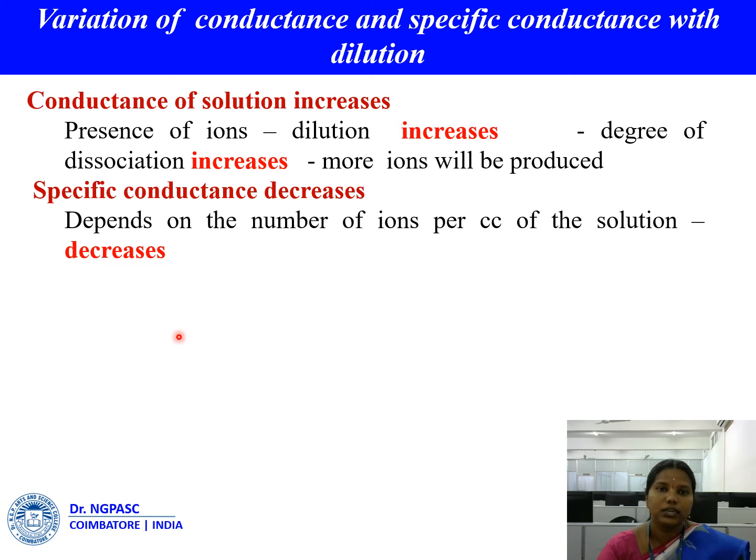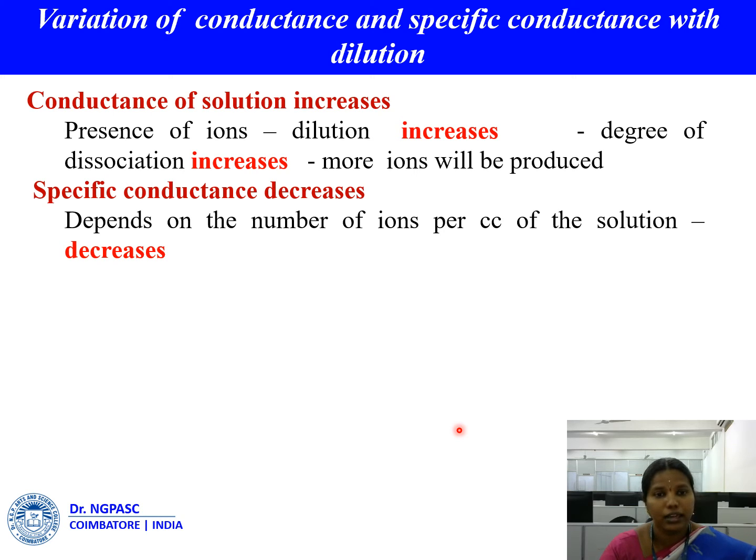Now let us see how dilution affects the variation of conductance and specific conductance. So now we are increasing the dilution of the electrolytic solution. What happens? The degree of dissociation increases. That means more and more ions will be produced in the electrolytic solution, so the ease of flow of electricity will be more. So that means the conductance of the solution is increased.